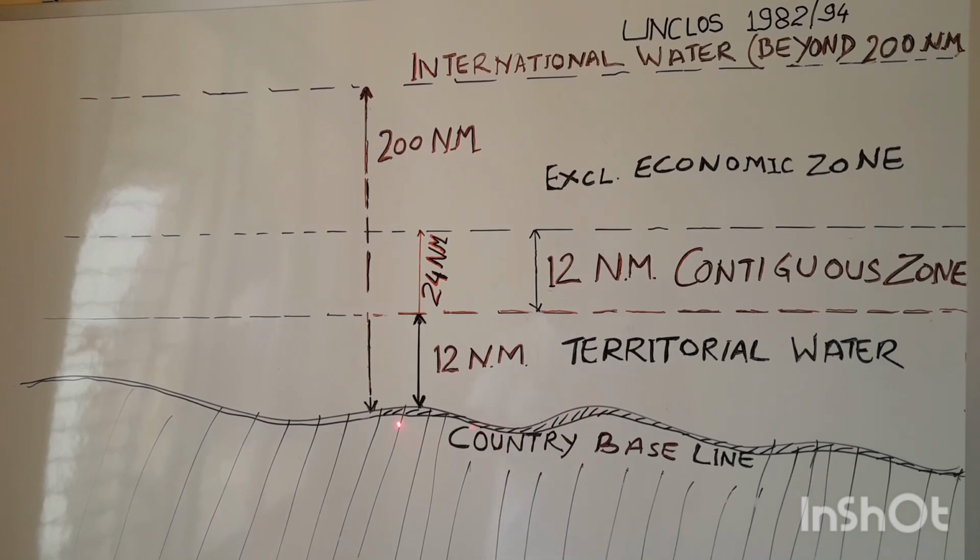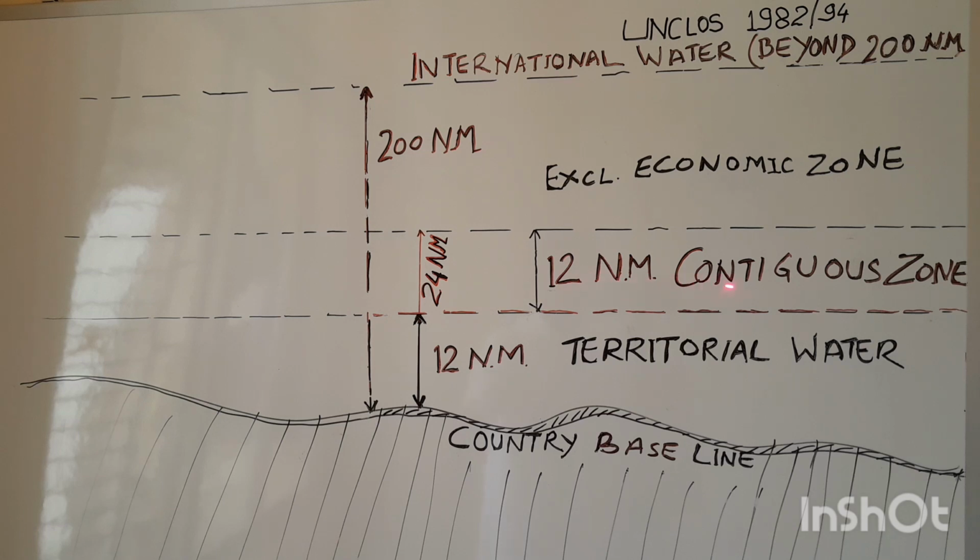You will just see with the help of an image how these are categorized into four categories. You can see here, this is the country's baseline, that is the land part. After this, the sea starts. From the baseline of the country, 12 nautical miles is the territorial water in which the country will have complete sovereignty, that is the seabed, waterfront as well as airspace. All three will be under the control of the particular country.